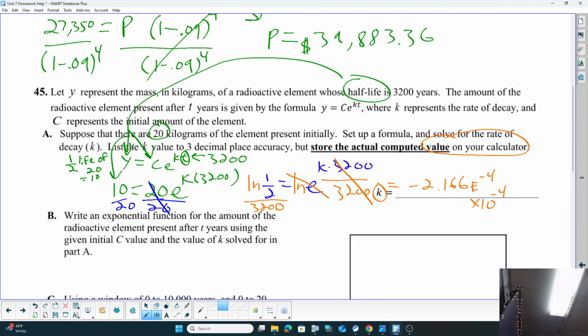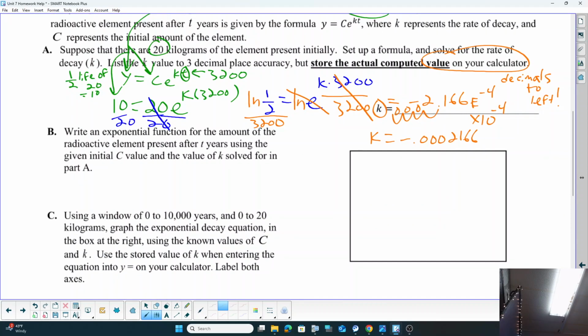So the actual value, you have to move the decimal 4 places to the left. We're going to go 1, 2, 3, 4. So that's a 0, a 0, and a 0. So negative 0.000266. Okay. Now write an exponential function for the amount of the radioactive element present in t years. So now just plug it in. So y equals C e to the negative 0.000266 times t.